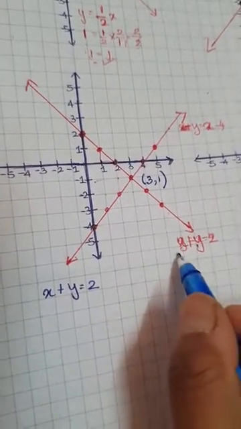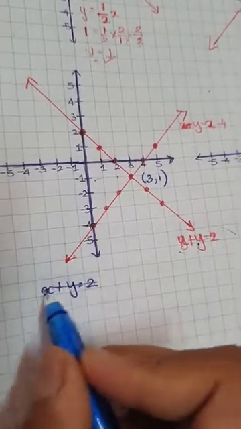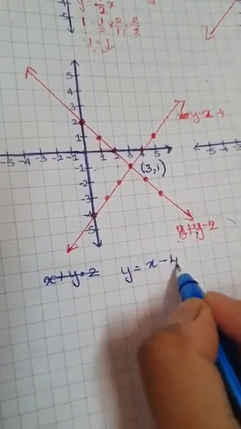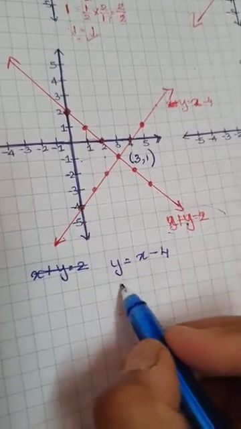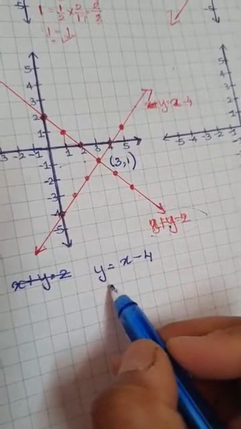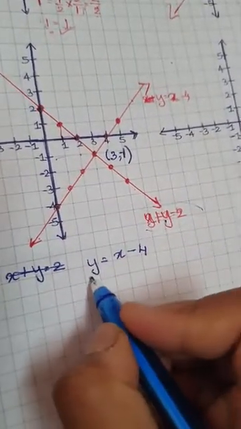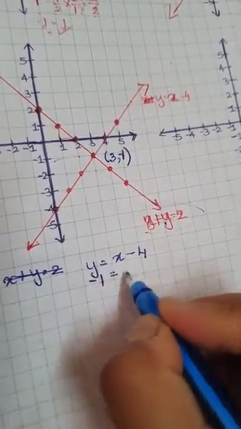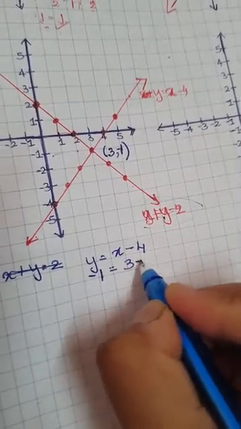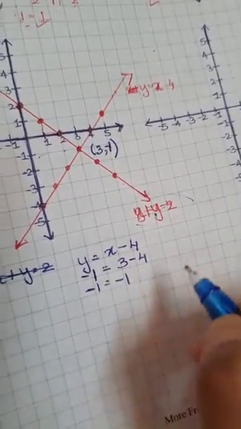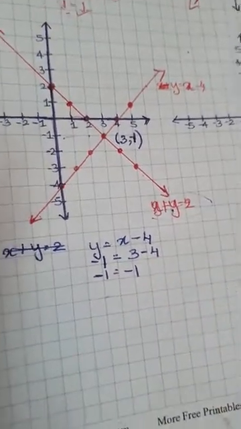Let's take this one because it's already in the other form. So y is equal to x minus 4. What did we get y as? This is minus 1 here. So y is minus 1 and x is 3, so 3 minus 4. So minus 1 equals 3 minus 4, which is minus 1, meaning minus 1 on both sides.